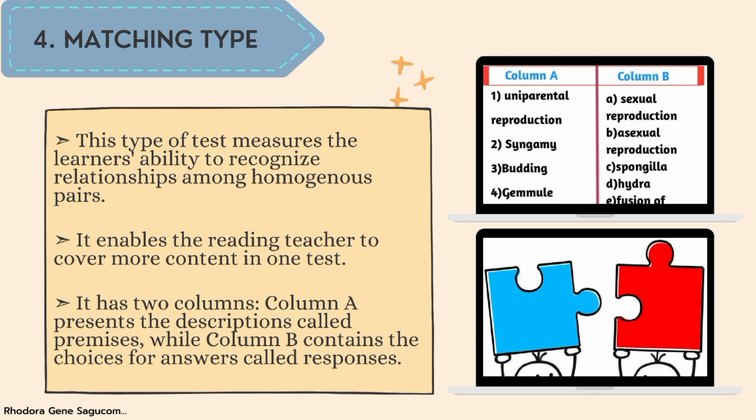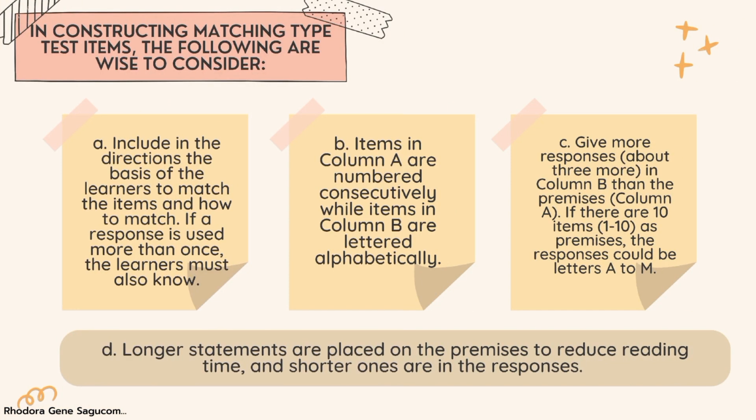Matching type has 2 columns. The column A presents the descriptions called premises, while column B contains the choices for answers called responses. In constructing matching type test items, the following are wise to consider. Letter A, include in the directions the basis of the learners to match the items and how to match. If one response is used more than once, the learners must also know. So you must give clear instructions.